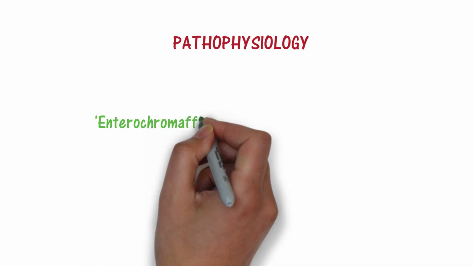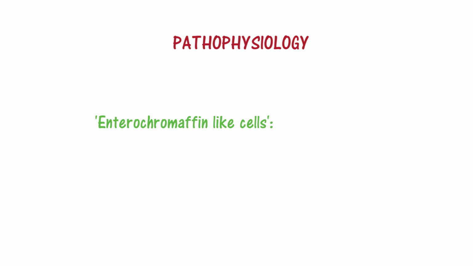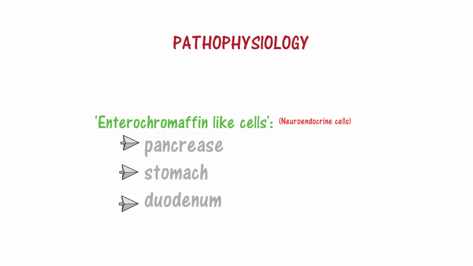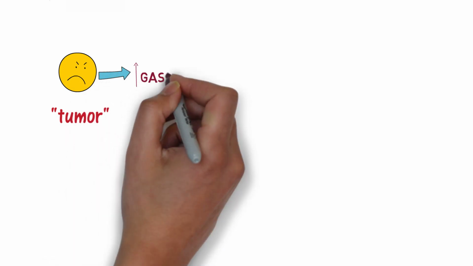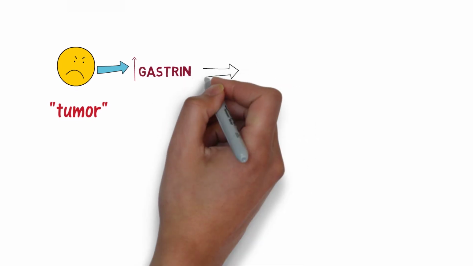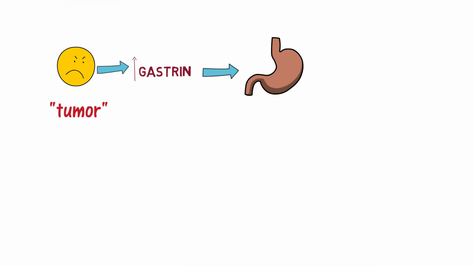As we know, there are certain specialized cells in our body which we call enterochromaffin-like cells, which are neuroendocrine in nature. It means they are able to produce certain hormones, mainly present in the pancreas, stomach, and duodenum. So there might be a tumor originating from these cells, which is able to produce a certain hormone, which in this case is gastrin. So the gastrin directly stimulates the parietal cells, which leads to the excess production of acid in the stomach.